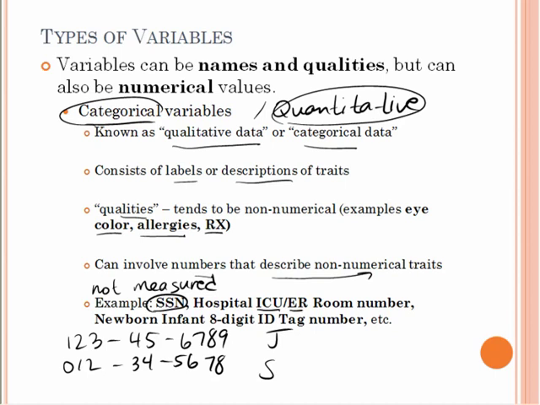How about an ICU ER room number? A room number is an identifier for how to get to a place. If a sign is not present, but there's a number on the door that says room 5, then we know that we're entering room 5, and that has a meaning, but it's not better or worse than the door to room 3. Okay? Newborn infant ID tag number. Now, there may or may not be some significance there, but say if there's an 8-digit ID tag number, that is an identifier for that infant.